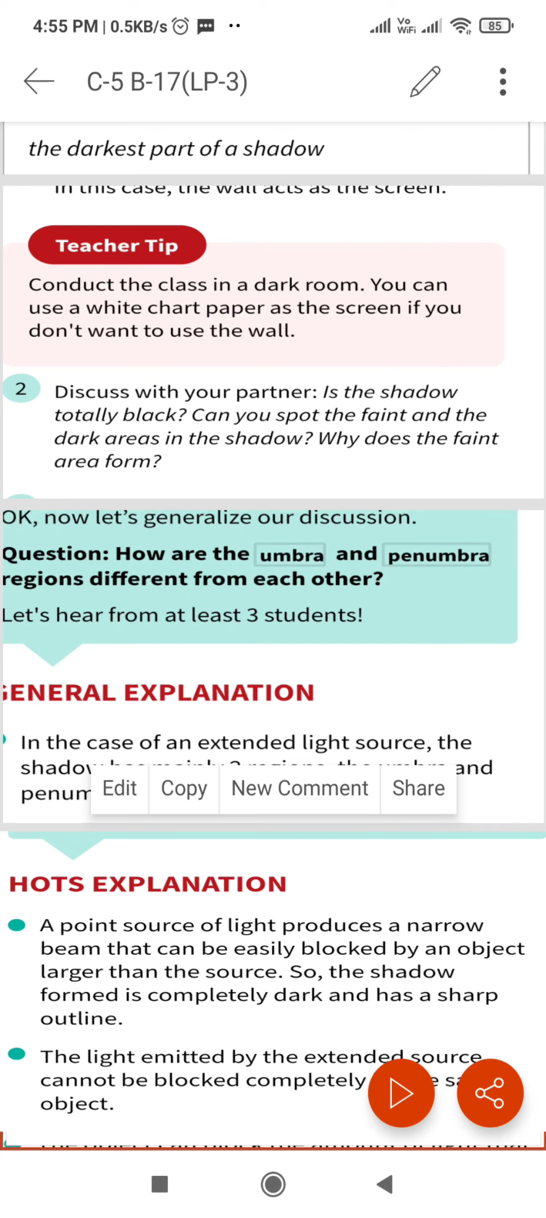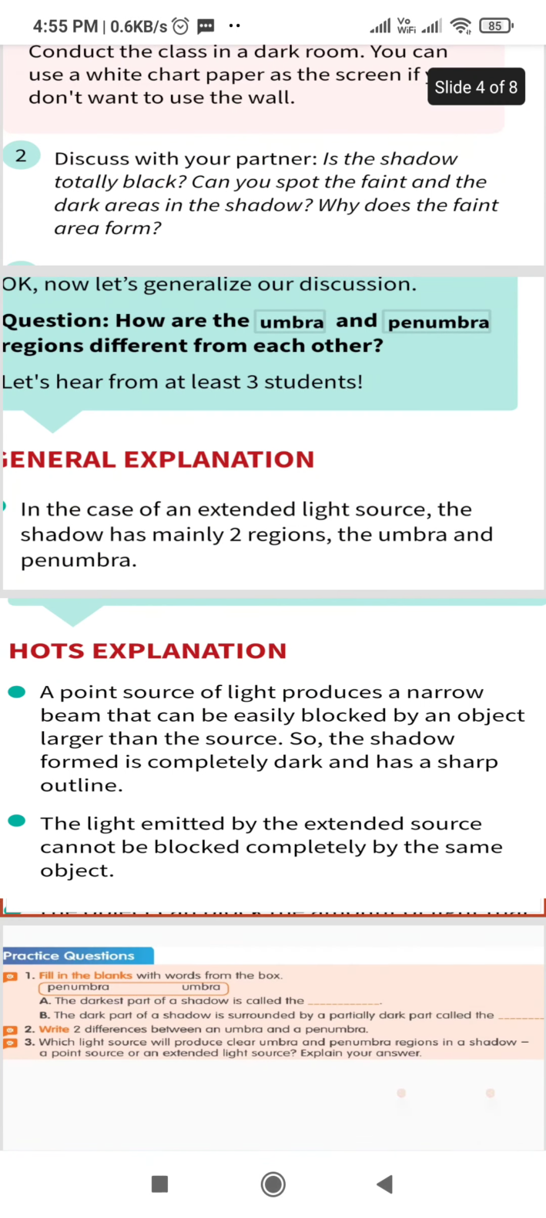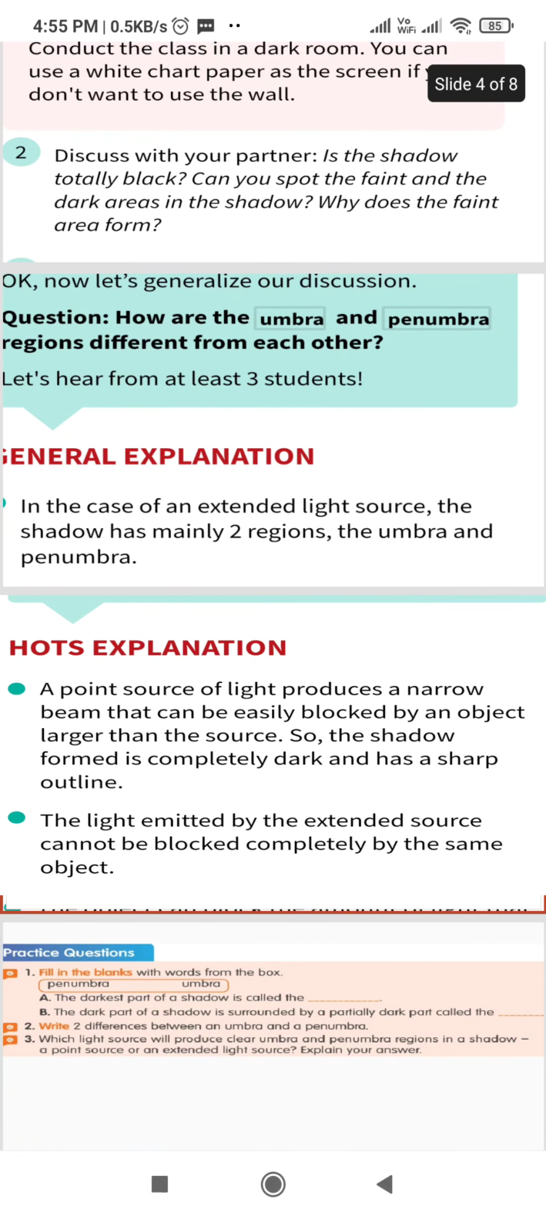Now see, how would you explain the formation of umbra and penumbra region using a diagram? You can make one region which is the darker one. In any object's shadow, the darker region is called the umbra, and the outer region, that is partially light, not completely dark, is the penumbra region. So that's all about this topic.